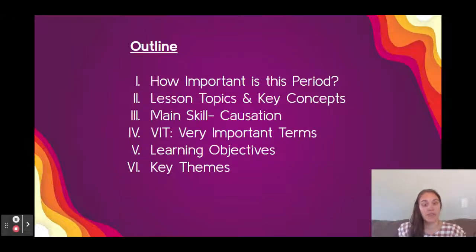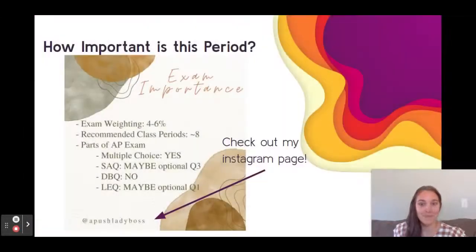I'm going to go over the must knows, what you have to know for each key concept, talk about the causation skill, tell you the, I believe, 5 most important terms, and then cover how you should review at the end of this video. How should you make sure that you're prepared for either your unit test or for the AP exam in May, and we'll wrap up with some key themes.